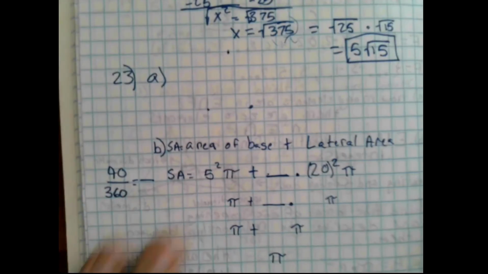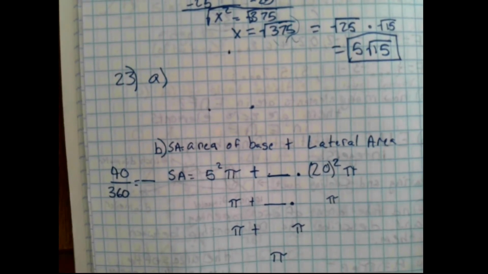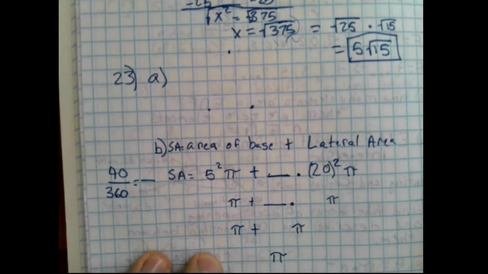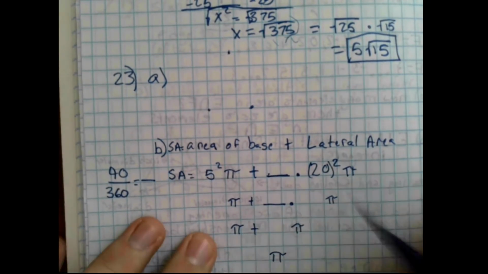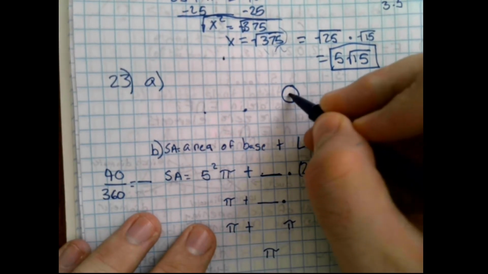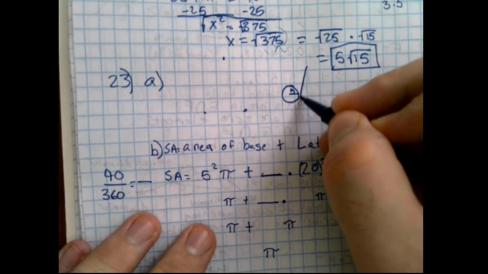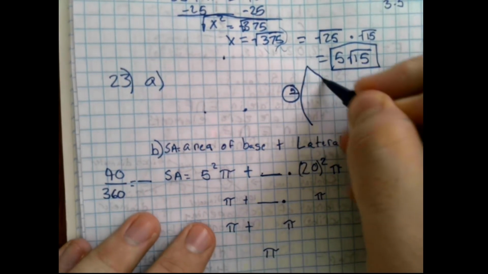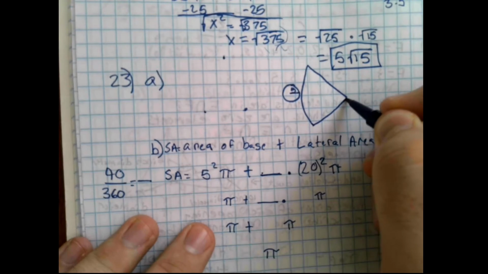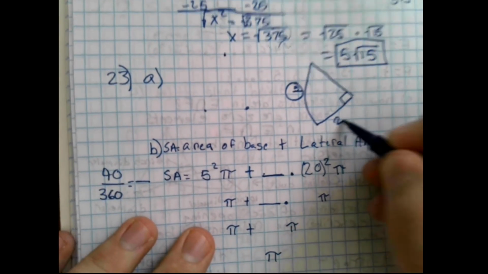23 is a starred problem, and 23A says sketch the cone that is represented by the net that you're given. Now the net you're given is a circle. We're told the radius is 5, and then you're given a wavy shape that would wrap around to make a cone. We're told that it has a 90-degree angle, and this is 20.